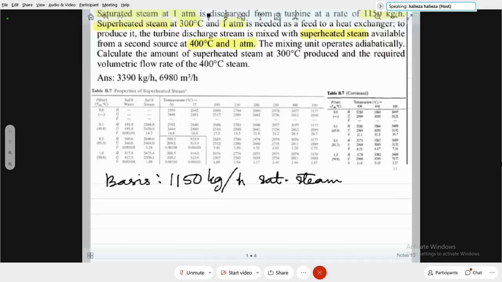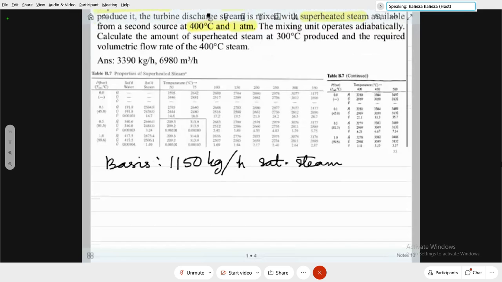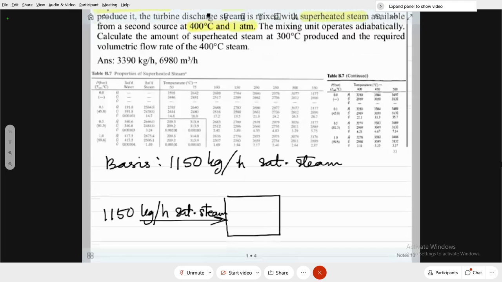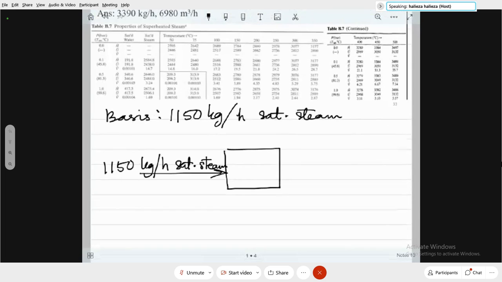So write down your stream coming in. And now, what you have to do next is draw your block diagram. And coming in is that 1,150 kilogram per hour of saturated steam. And you have another stream coming in, which is that of your superheated steam. You don't know the mass flow rate, so let's give it a flow rate of M2 because this is M1. Let's label it properly. It should be kilogram per hour of superheated steam.